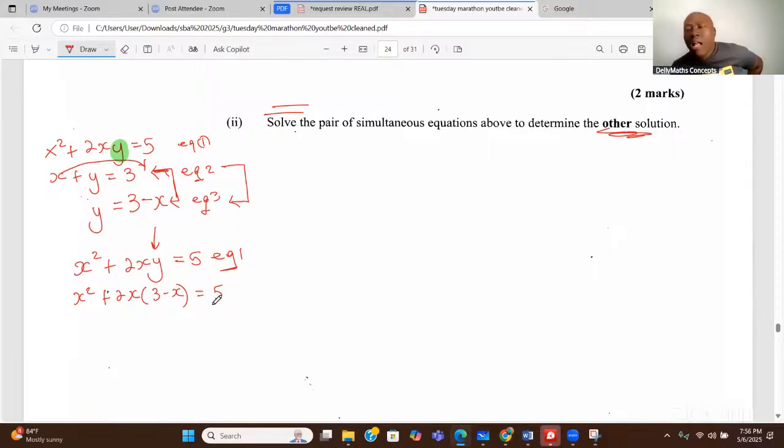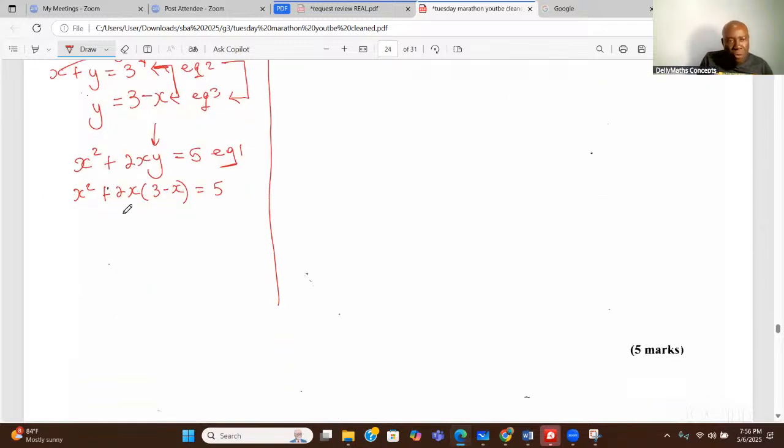You cannot solve an equation with two different unknowns. Because we have two unknowns, we had to get rid of one and then we move. So in this case now, it's our responsibility to use our algebraic skills as we go forward. For example, x squared, then I'm going to distribute the 2x inside. So 2x times 3 will give me 6x. 2x times negative x will give me negative 2x squared. Are we there? With a square on it now, right? And then this is equal to 5.